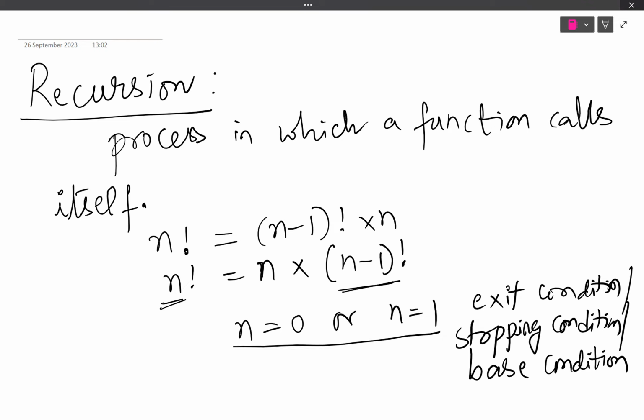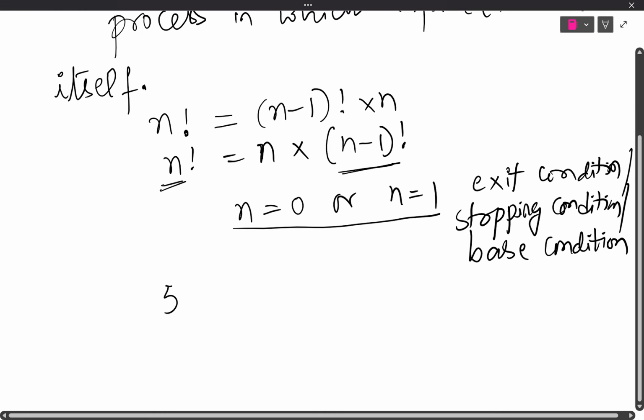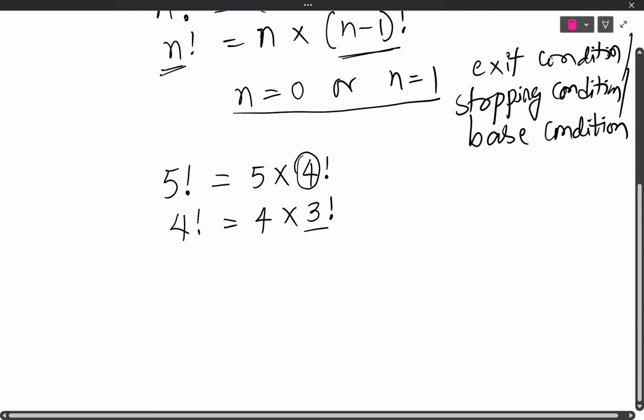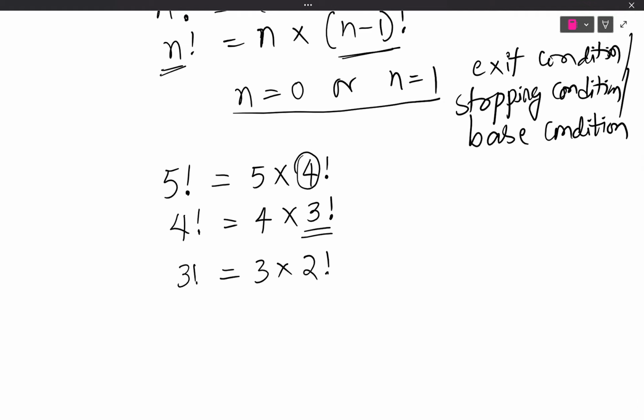What is the stopping condition? N equal to 0 or n equal to 1. Then every time, for example, we would like to find out 5 factorial. This can be expressed as 5 multiplied by 4 factorial. What is happening here? N is reduced by 1 and the same process will be repeated. How to define this 4 factorial? This will be 4 multiplied by 3 factorial. Then how to define this 3 factorial? 3 factorial is nothing but 3 multiplied by 2 factorial. And how to define this 2 factorial?